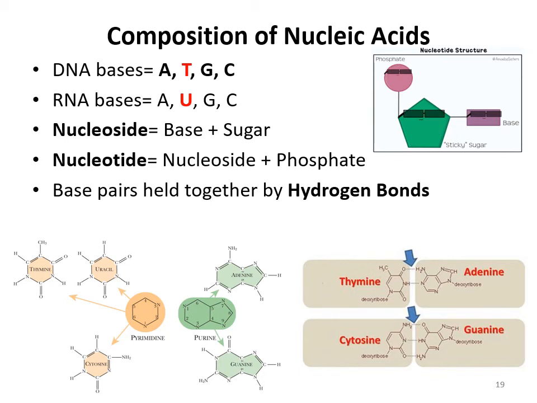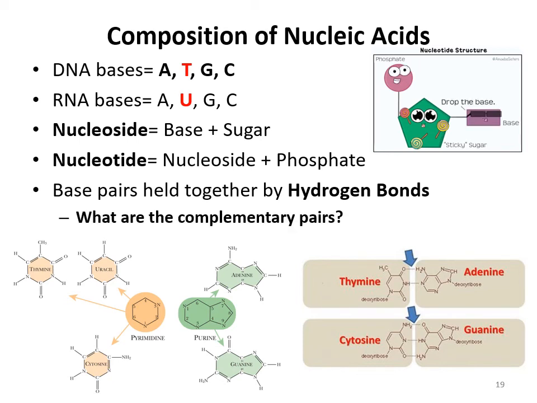Now those bases are held together by hydrogen bonds, and as you know, the hydrogen bonds are strong when there's a whole bunch of them together, but weak individually, which lets us break apart the double strands of DNA. Now, when we talk about them being bonded together, what we mean is their nitrogen bases bond in a particular manner, and we call those complementary pairs.